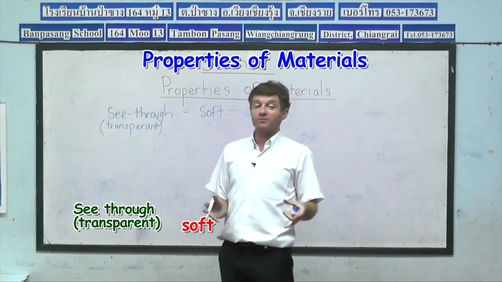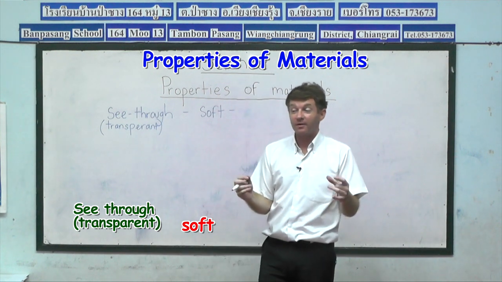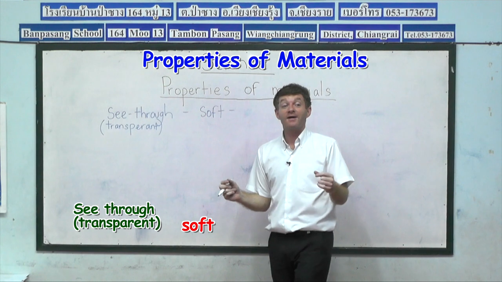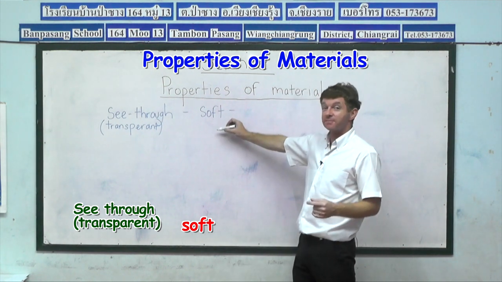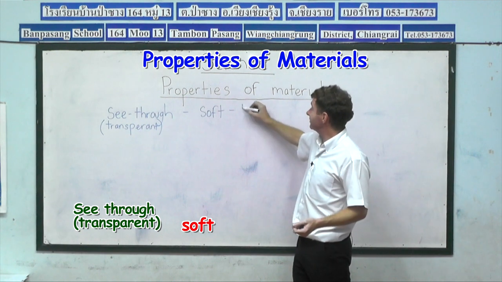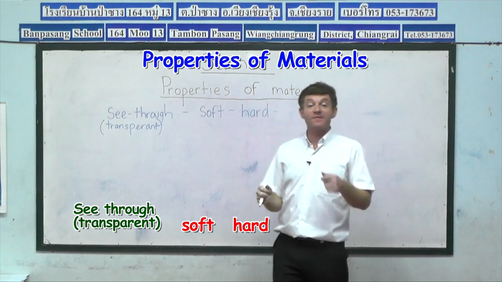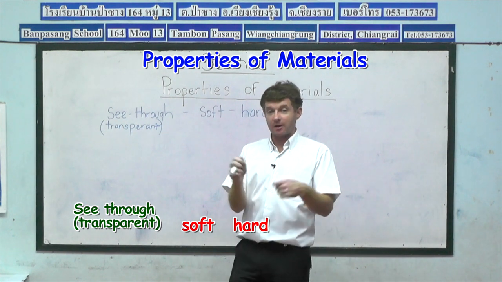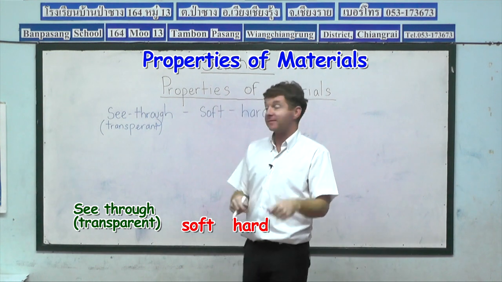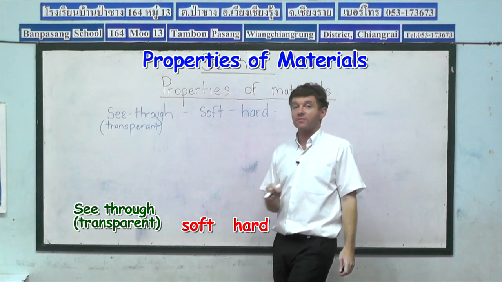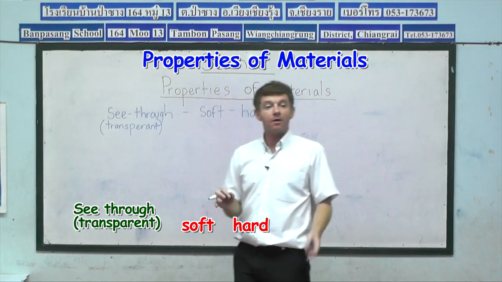But other materials aren't soft. What's the opposite of soft? If we try to squeeze them, they will not move. They are hard. Yes, we have soft, and the opposite of soft is hard. H-A-R-D. Remember when we did the experiment by scratching objects? And if an object left a scratch on another object, that showed which one was hard and which one was soft.